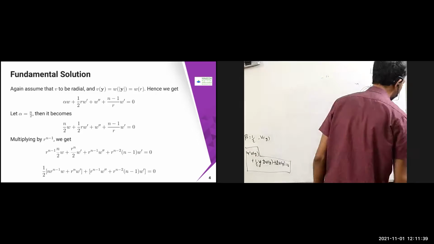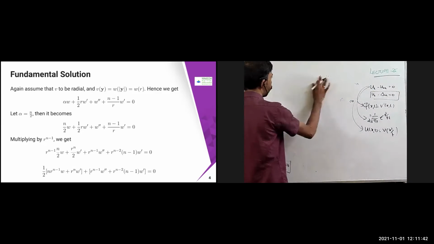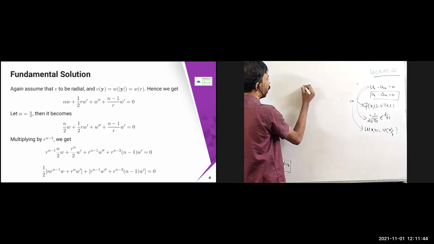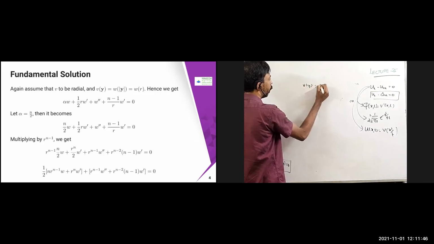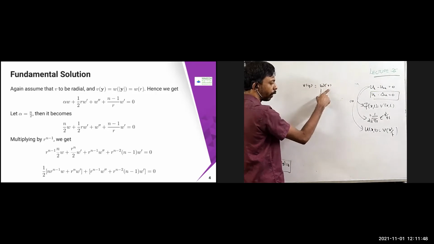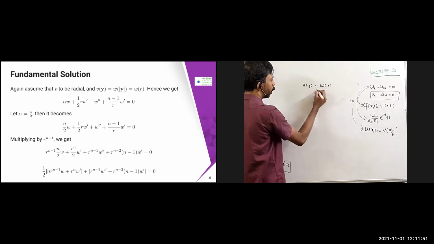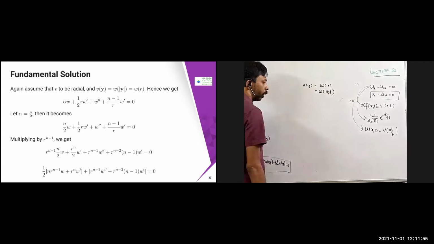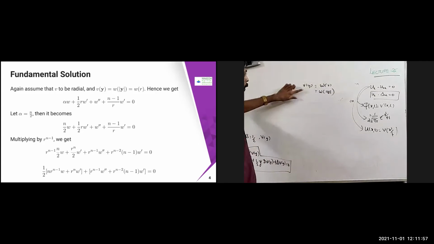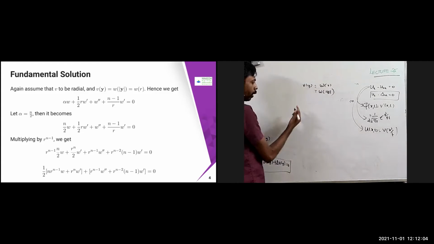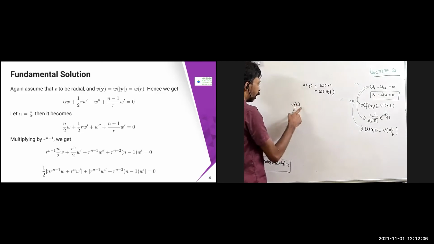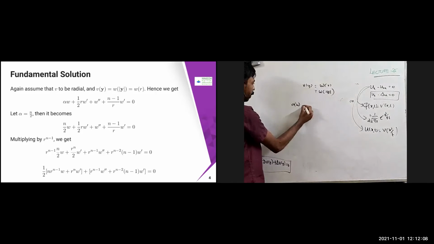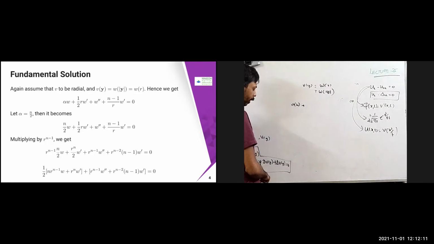V is assumed to be radial means you can find a function W such that V of y is going to become W of r, because it is radial. So only with respect to r I'm going to do. This r is nothing but mod y, so W of mod y. So V is radial means there exists a function W such that W of r equals W of mod y. Therefore this equation is going to become alpha of W, with W with respect to r, plus y dot dV of y.